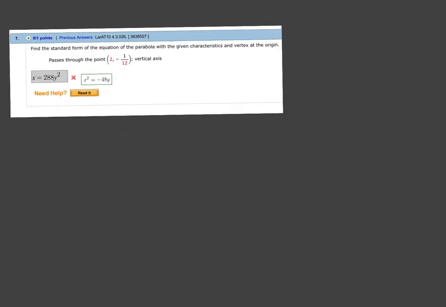Number 7, this was the first one, so this is Tomas's. It says, find the standard form of the equation, and a lot of you missed this. It says vertex at the origin, so make sure you read carefully. The fact that it has the vertex at the origin means I'm starting at (0, 0), and then it's passing through (2, negative 1/12). So because it's below the x-axis, I know I'm going to point this down, which means it's an x squared and a negative 4p. Because it's (0, 0), it's like x squared equals negative 4py. And then I would plug this in as my x and my y.